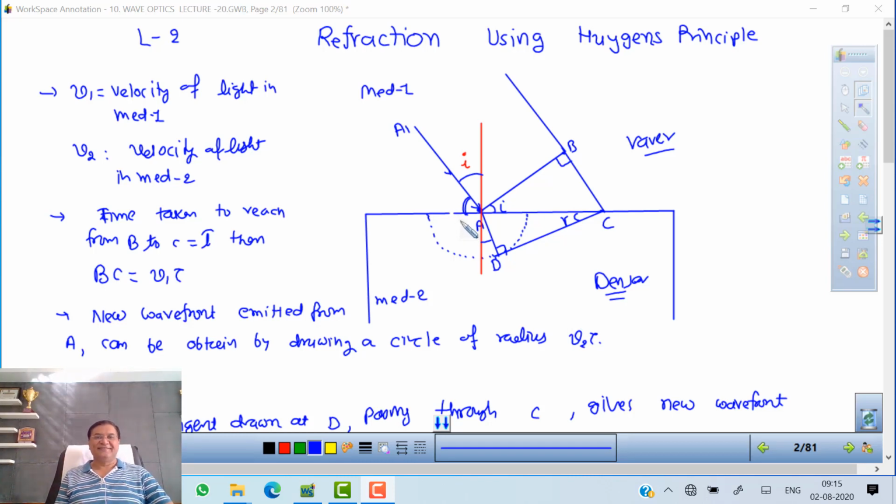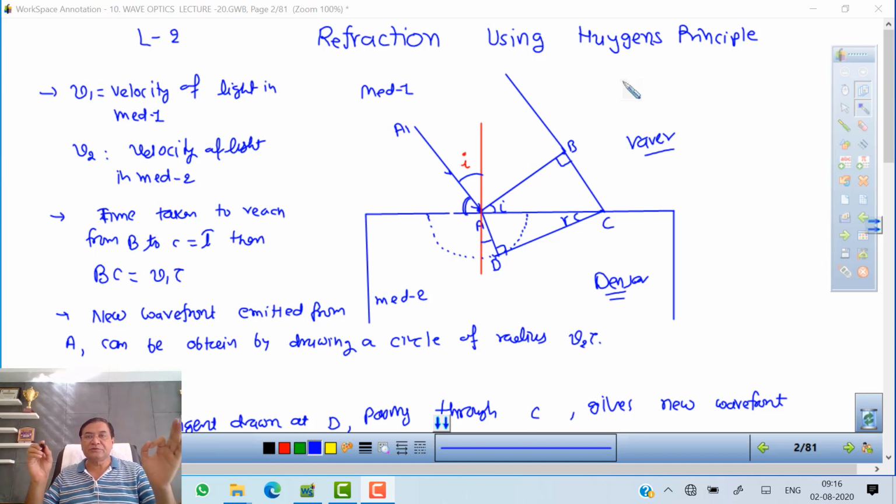Good morning, students. Last lecture we started with wave optics and discussed Huygens principle. Now, from the Huygens principle, we will explain refraction and reflection phenomena. Refraction and reflection were already discussed in ray optics, but that approach was different. In today's lecture, we discuss refraction and reflection again using Huygens principle.